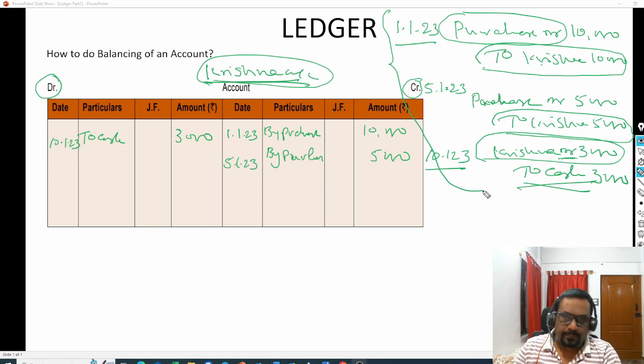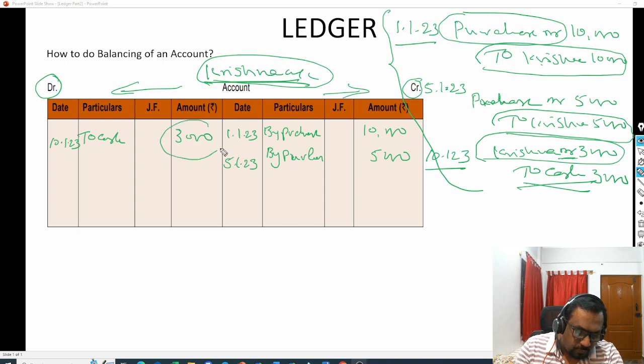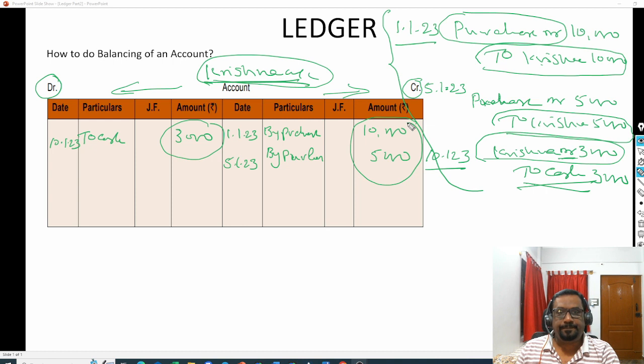Left side is called debit side, right side is called credit side. There are two sides. Since we have two sides in this account, we need to see which side has the bigger overall amount. This side we have 3,000 overall. This side we have overall 15,000.